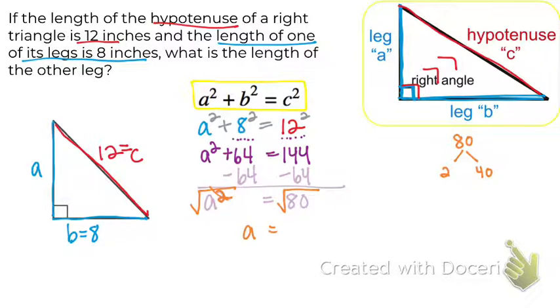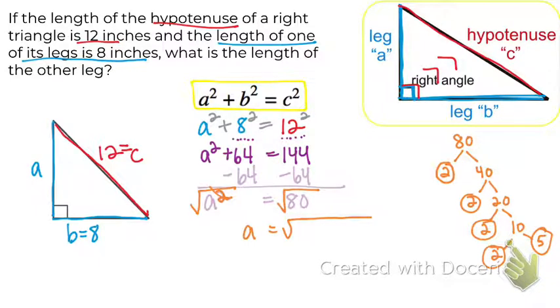Now 2 is a prime number. I can't break it down further, so I like to circle that. 40 though, I can break down. That's the same as 2 times 20. 20 is the same as 2 times 10. And 10 is the same as 2 times 5. So, the square root of 80 is the same as these factors, 2 times 2 times 2 times 2 times 5.